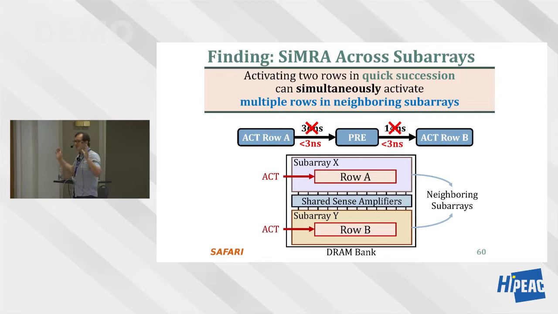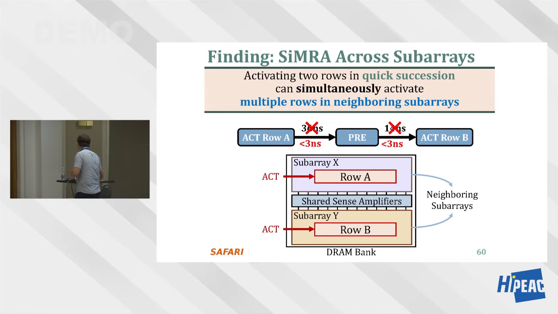So they want to get rid of the sense amplifiers as much as possible, but they cannot get rid of all of them because they are needed for correct operation, to sense the data. That's why neighboring subarrays share sense amplifiers. Now this is a normal sequence of operation. If you want to read from row A, you activate row A, then you precharge row A after some time dictated by DRAM standards, and then you activate row B. This is how you would normally operate.